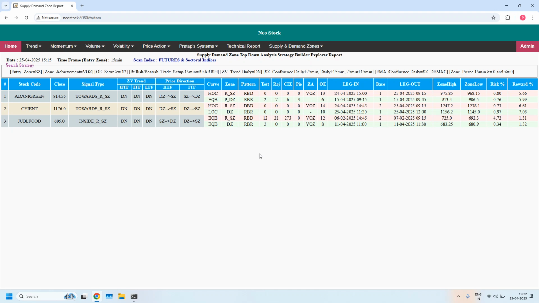So this is bearish trade setup for daily income trade. With this we have completed daily income trades. Next we will look into hourly income trades.